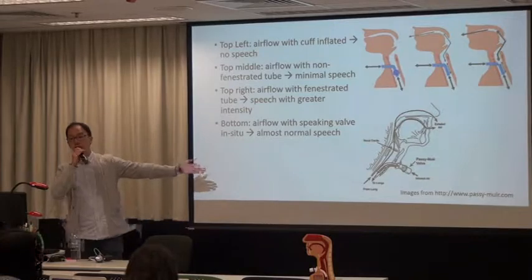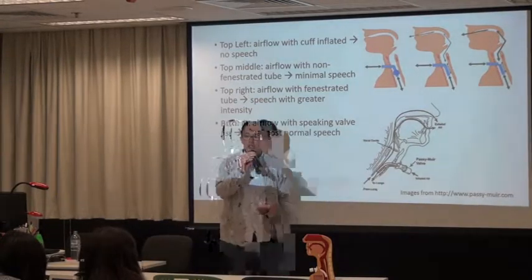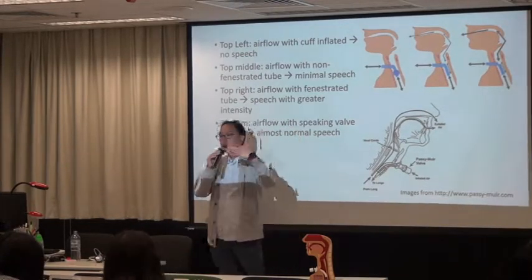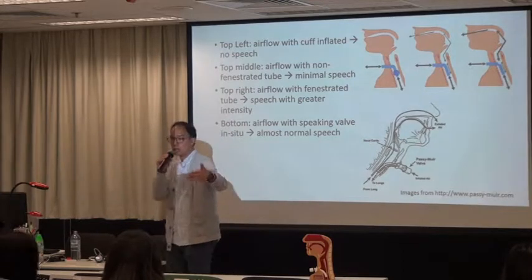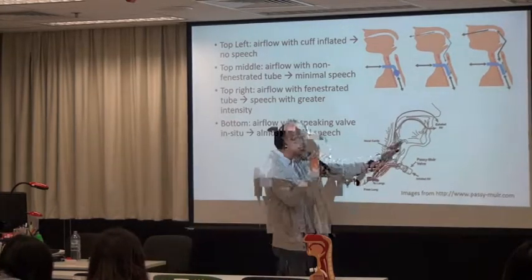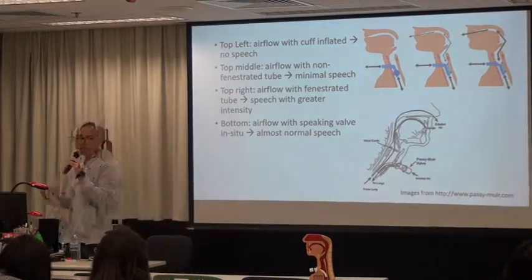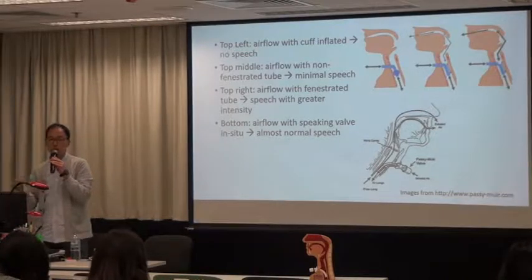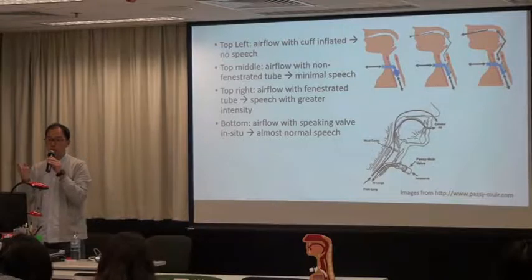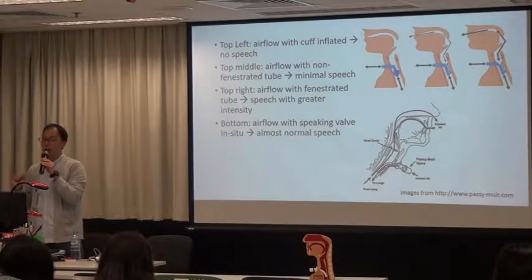Okay, as you can see from the diagram here, inhalation is still possible, but exhalation is blocked at the exit of the tracheostomy tube, so the airflow will be diverted through the glottis. Okay, and the patient can speak. Even if the patient is not speaking, exhalation will still go through the mouth and nose, which establishes a more normal way of breathing.